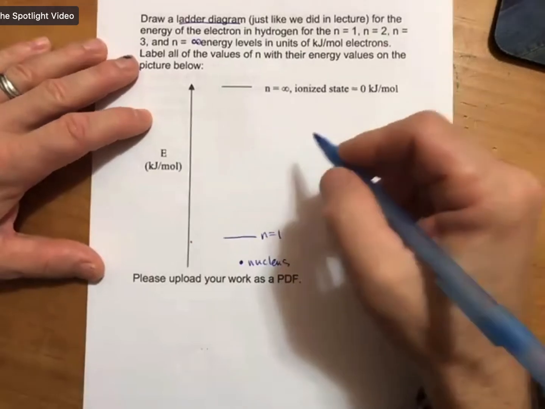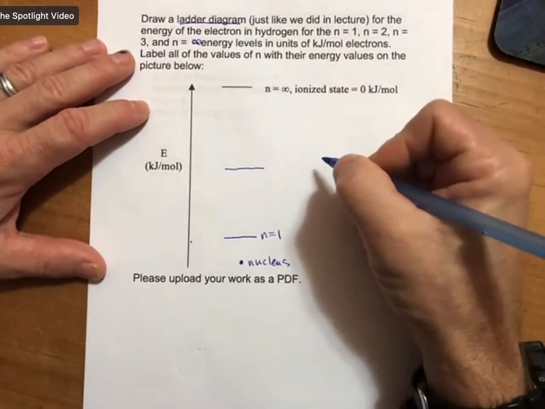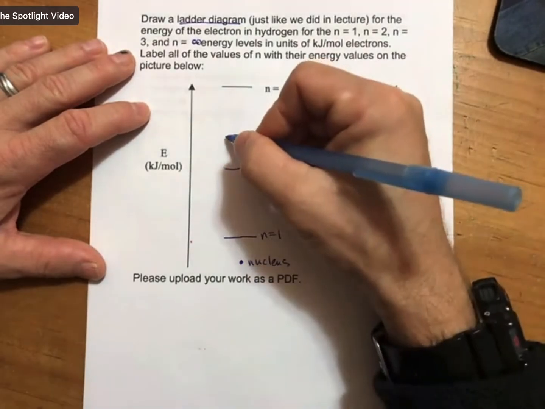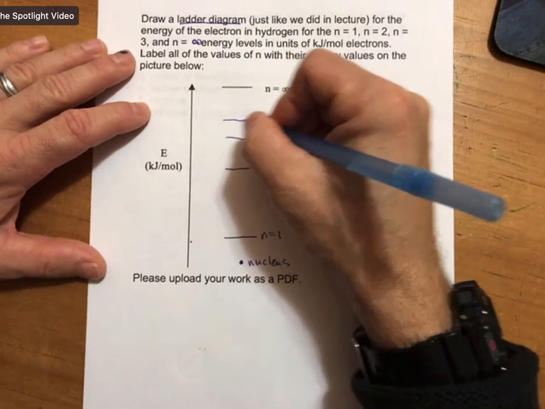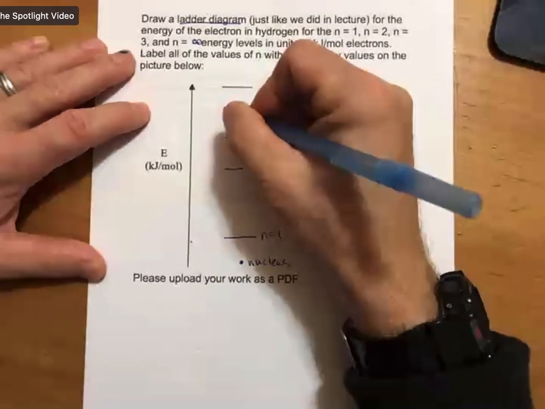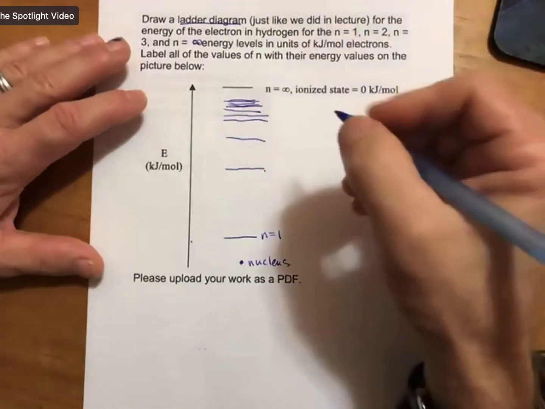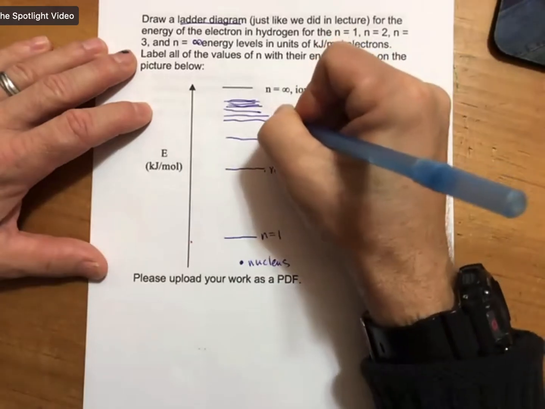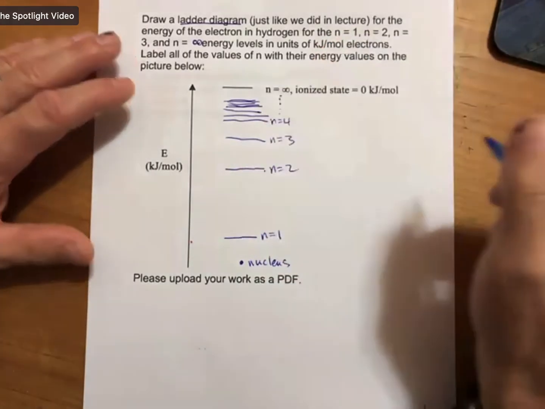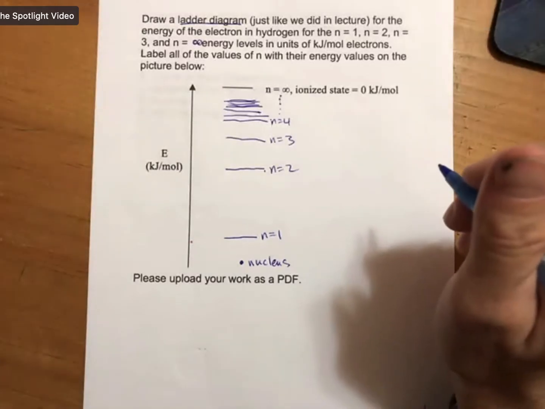But I know that as we go from n equals 1 to n equals 2, there's a bigger jump. As we go from n equals 2 to n equals 3, it gets smaller, and then 4, 5, 6, 7, 8, 9, 10, and eventually we get to n equals infinity. And they get closer and closer together as you go.